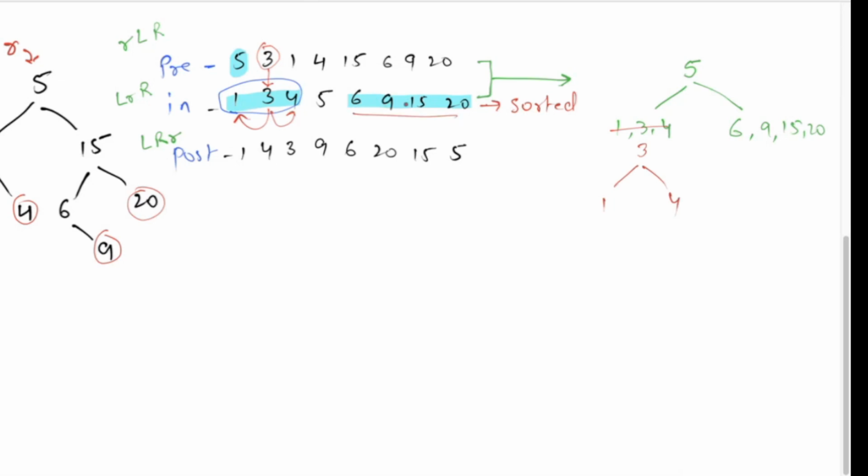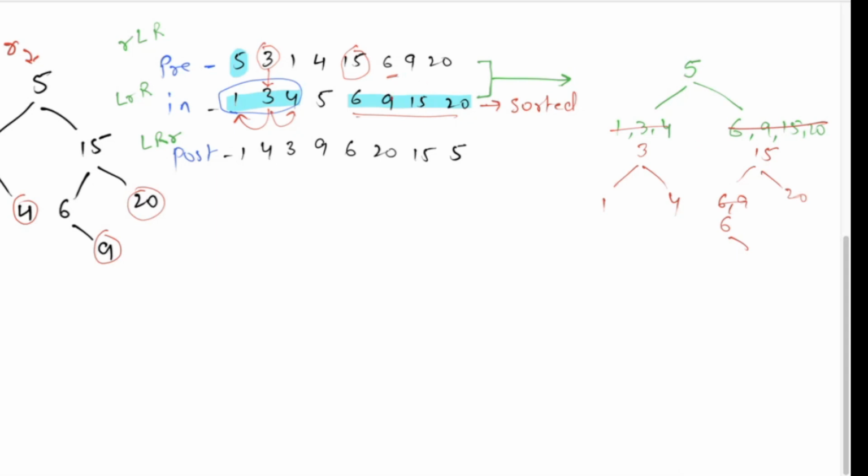Out of these, the first node is 15. Therefore, 15 is the root of this tree. And 6 and 9 belong to the left side, and 20 belongs to the right side. How do you know 15 is the root?